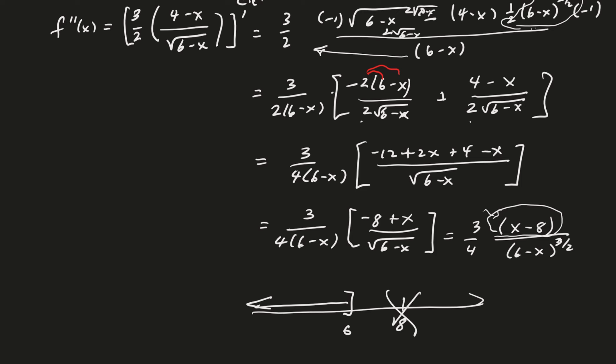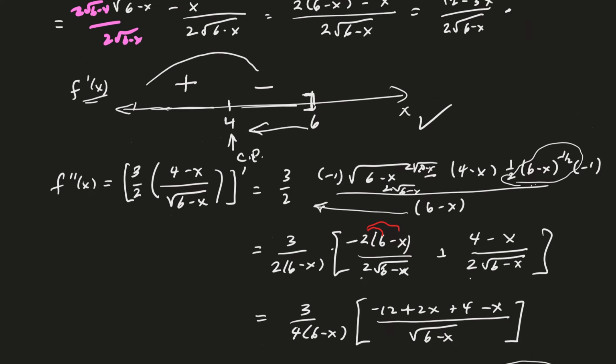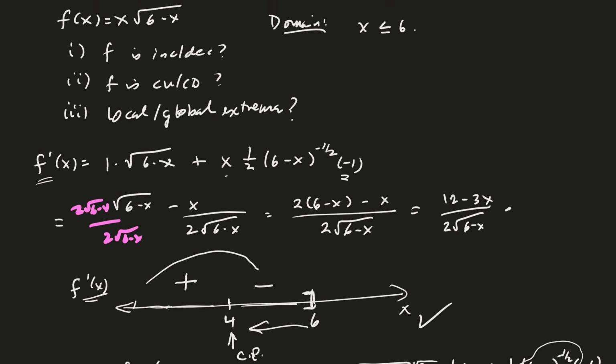And so therefore, if x is less than or equal to 6, is our function concave up or concave down? Well, 6 minus 8 is going to be a negative number, and then 6 minus a number less than 6 is going to be a positive. So it'll be negative over positive, concave down everywhere. Good. All right. And so I think we've answered the questions now, right?